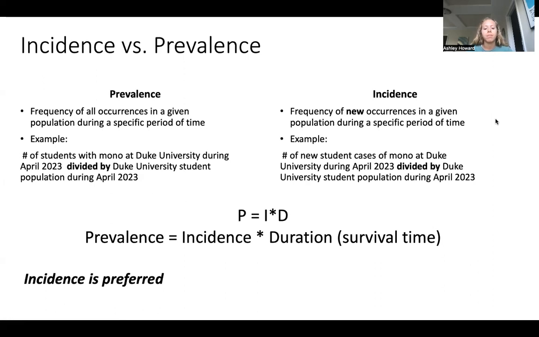preferred measure. In the example I used of measuring the frequency of mono cases at Duke, prevalence would be less beneficial to measure since the length of mono varies for different patients, and it would be better to measure the frequency of new mono cases in the month of April through incidence, where we would not take the varying duration of mono into account.